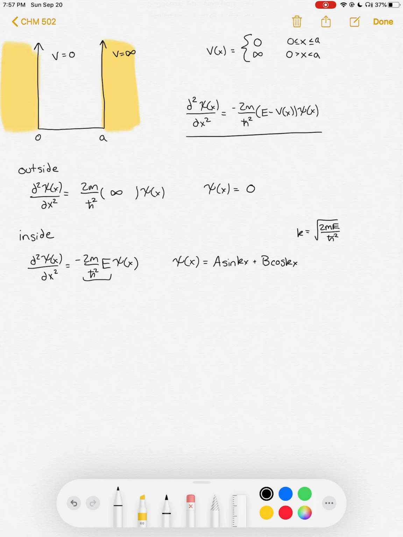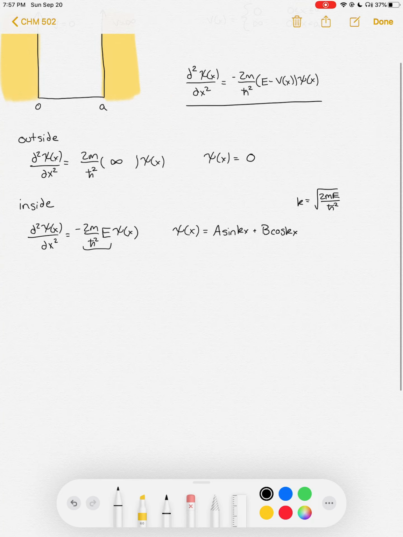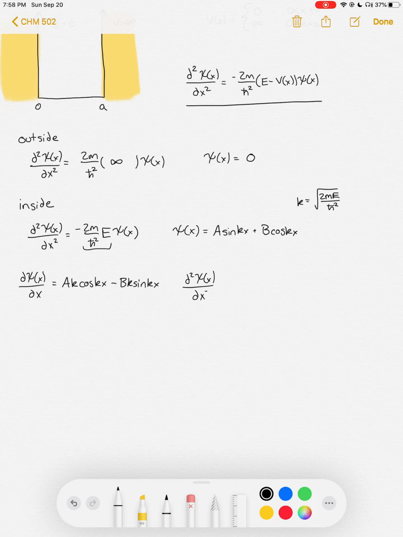We do that by simply taking two derivatives. First, let's take one derivative. The derivative of our wave function with respect to x is going to be equal to a k cosine kx, minus b k sine kx. All right, great. Let's take a second derivative. The derivative of this with respect to x is going to be minus a k squared sine kx, minus b k squared cosine kx.